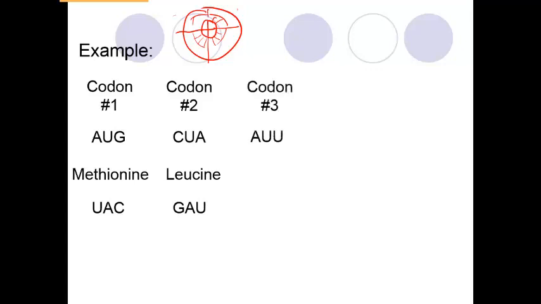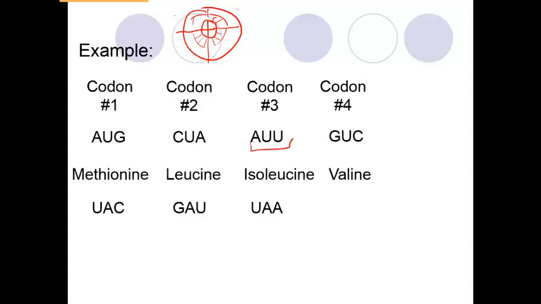Codon number 3 is AUU. Again, you need to look that up on your circle chart, and you'll find that it's isoleucine. And UAA is the anticodon to this AUU codon. Our fourth example, we have the codon GUC. On the circle chart, that stands for valine. And if we do the anticodon, that would be CAG.